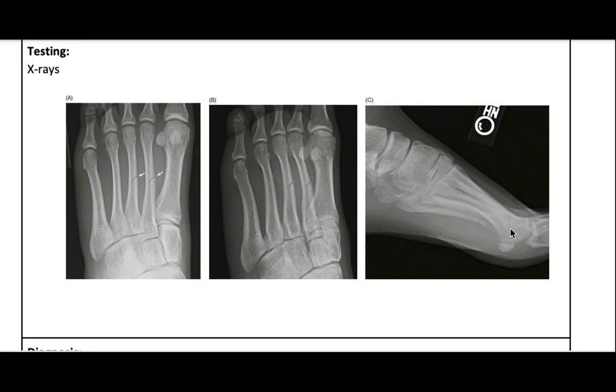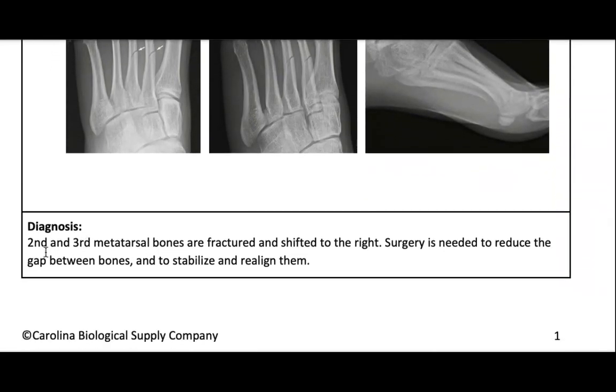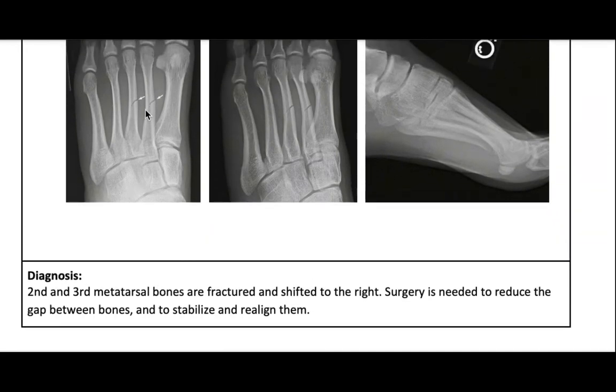And then this is the side of his foot. So his toes are over here. This is the middle of his foot, and his heel is off screen here. It'd be a little further to the left. So we're just seeing some x-rays there. Diagnosis, he broke his 2nd and 3rd metatarsal bones, which are those right there. And they were shifted to the right. So they broke and moved to the right.